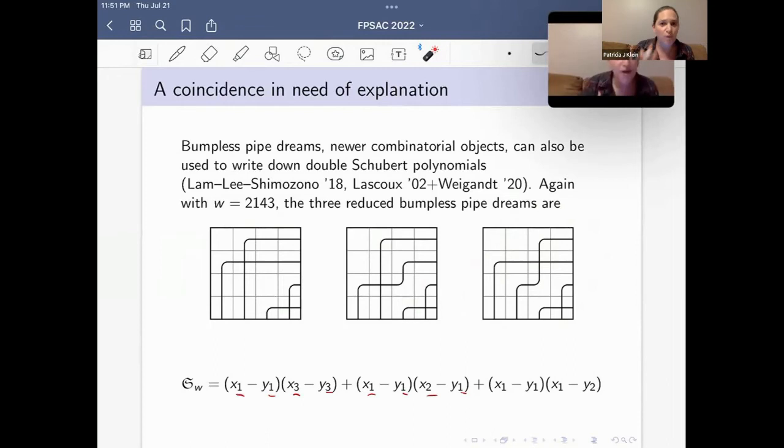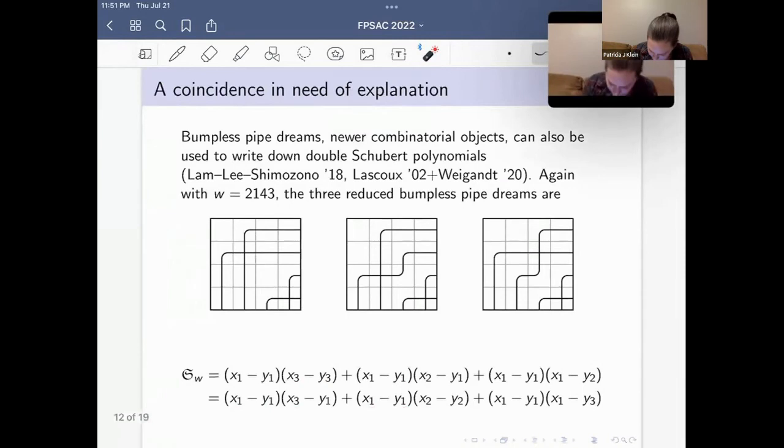So one would naturally define these bumpless pipe dreams just as a tiling of a grid subject to certain rules. And then it's a theorem due to Lam, Lee, and Shimozono that you can get all of the bumpless pipe dreams for a certain permutation by starting from its rothe bumpless pipe dream and performing droop moves.